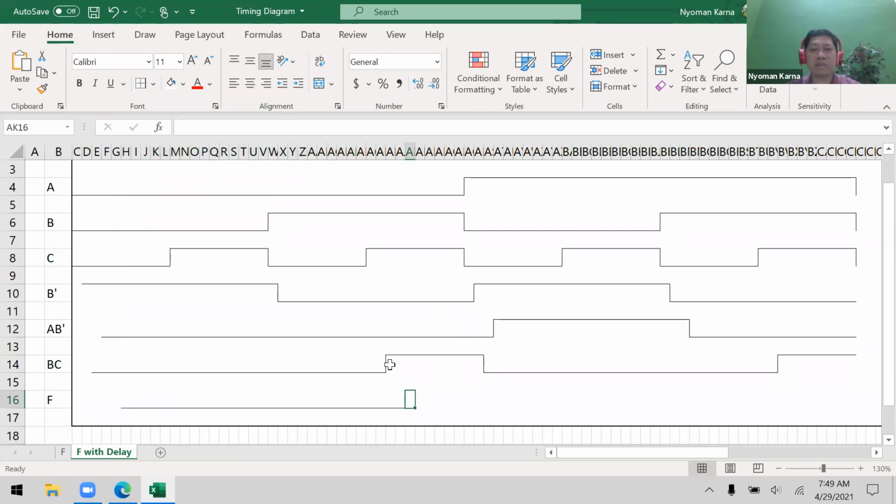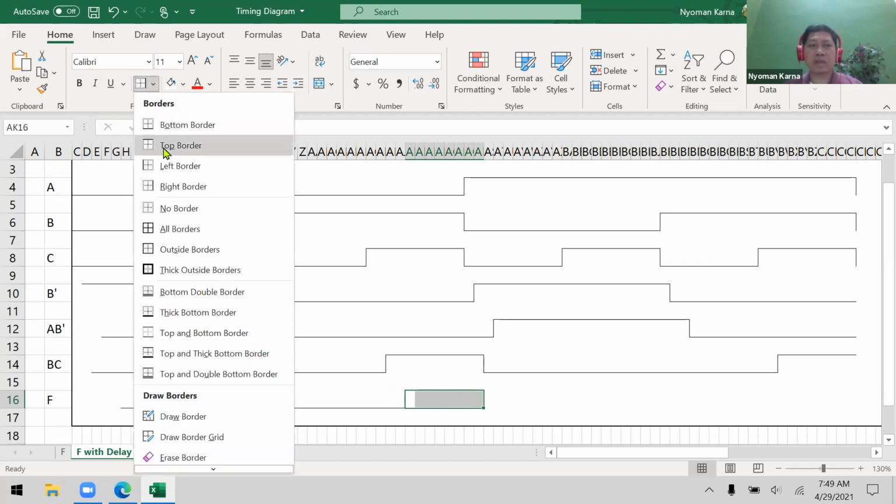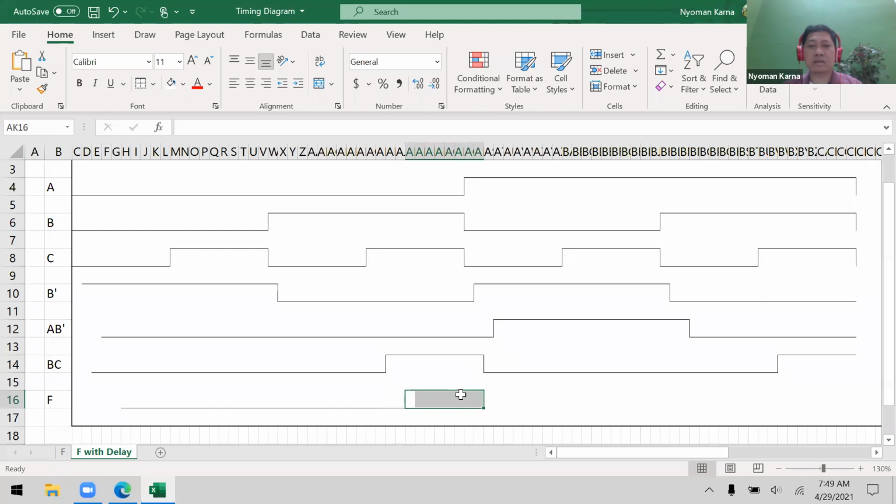Now 0 plus 1, this is 0, this is 1. The output of 0 plus 1 is 1. However, that output will be delayed 2 milliseconds. 1, 2. So this output will be in here. So it will be in here. And then this will be 1.